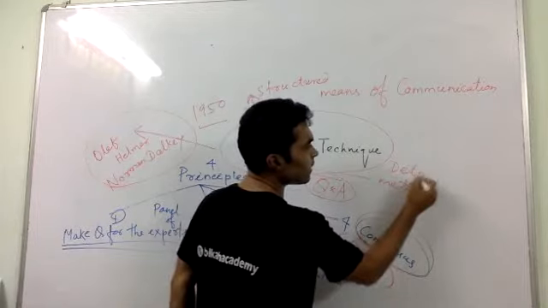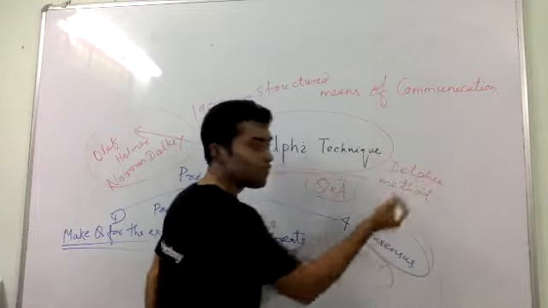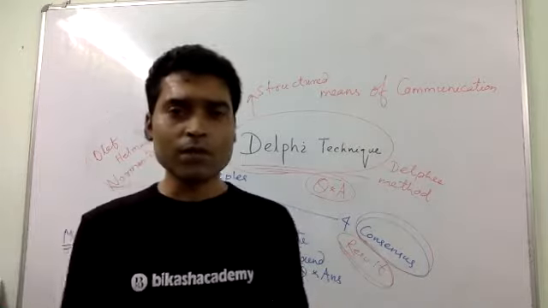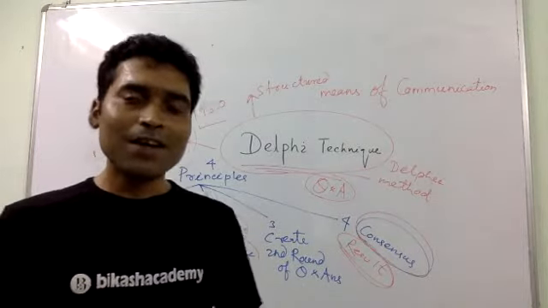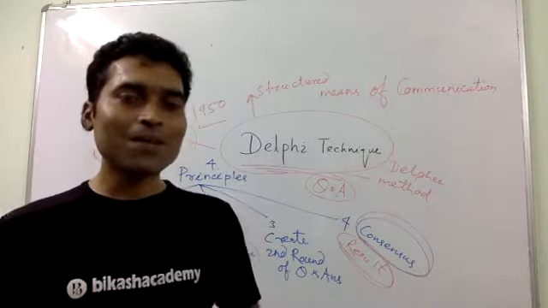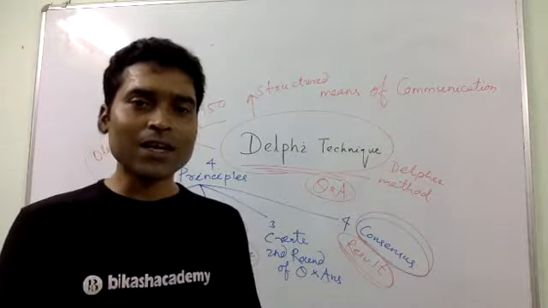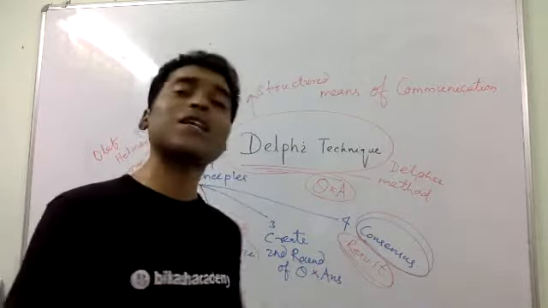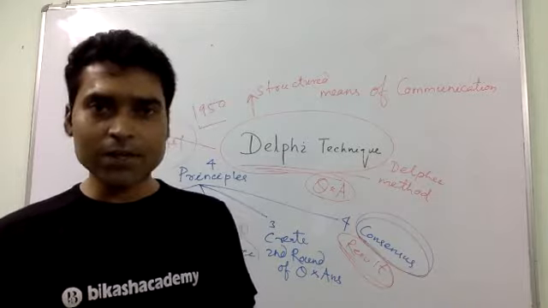This Delphi technique is also known as the Delphi method. This is a very beautiful way of expressing those questions and answers in the first round, and then the second round, third round, and finally you have to accept. This is actually known as the Delphi technique.